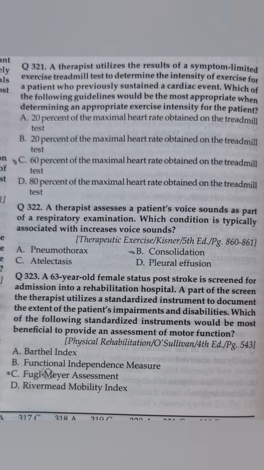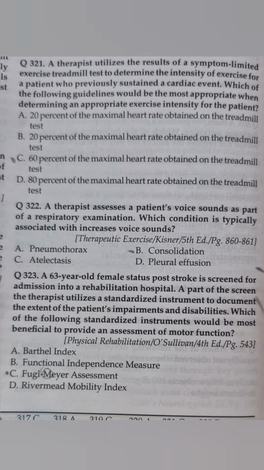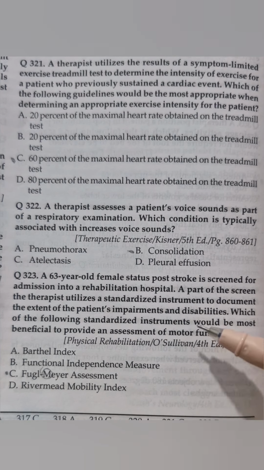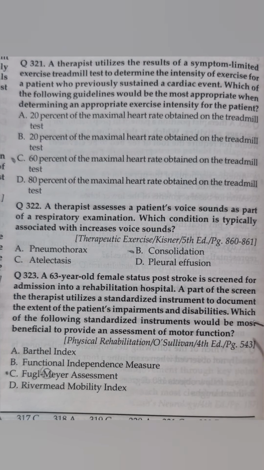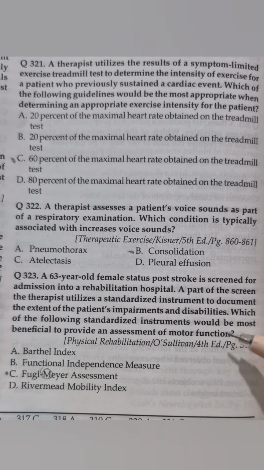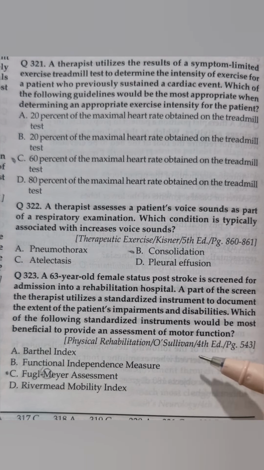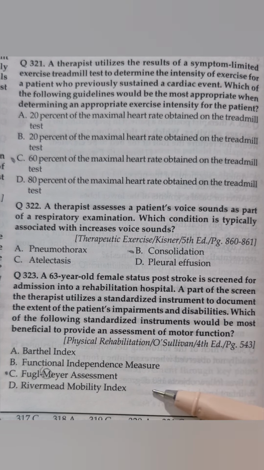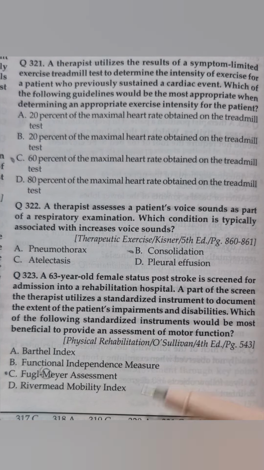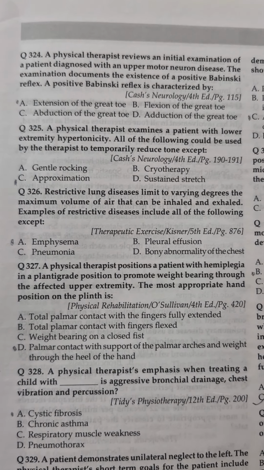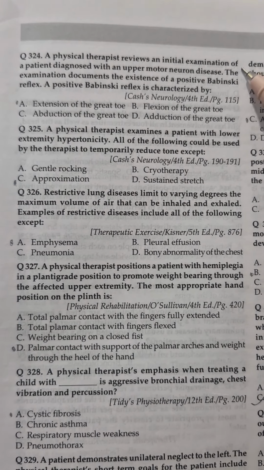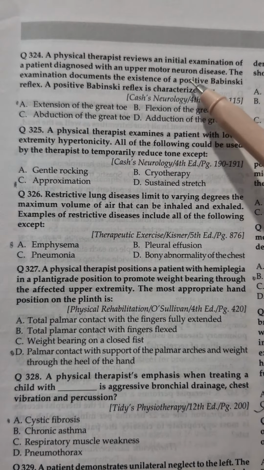A 63-year-old female status post stroke is screened for admission into a rehabilitation hospital. As part of the screen, the therapist utilizes a standardized instrument to document the extent of the patient's impairments and disabilities. Which of the following standardized instruments will be most beneficial to provide an assessment of motor function? Answer: the Fugl-Meyer assessment.